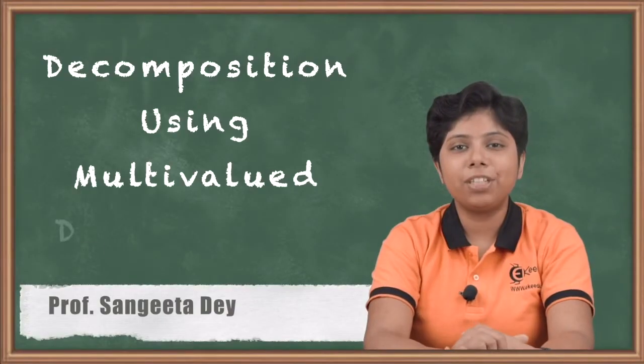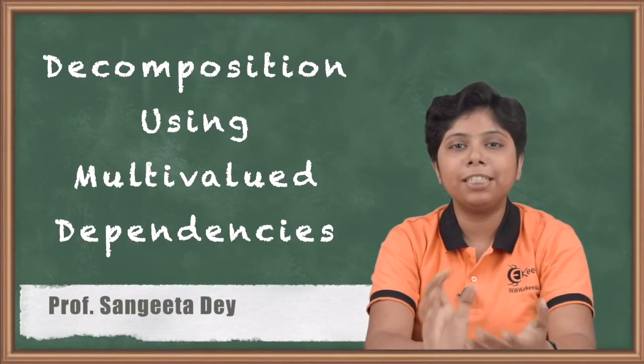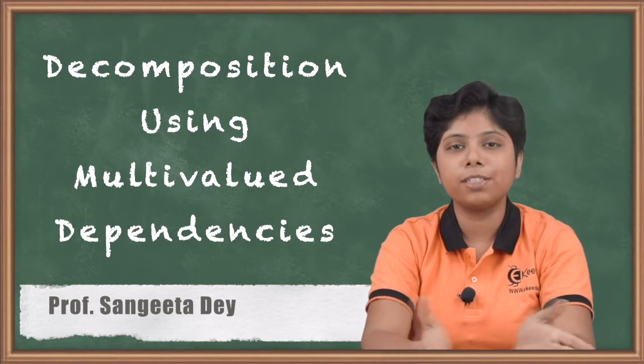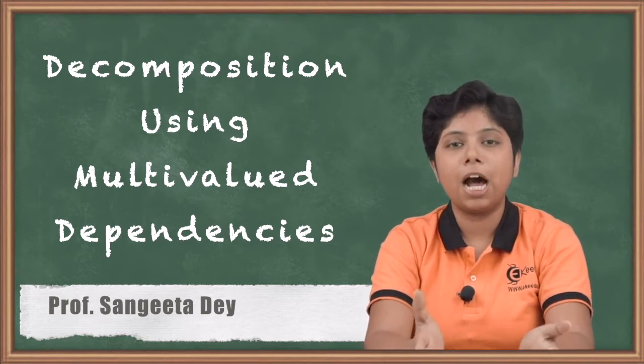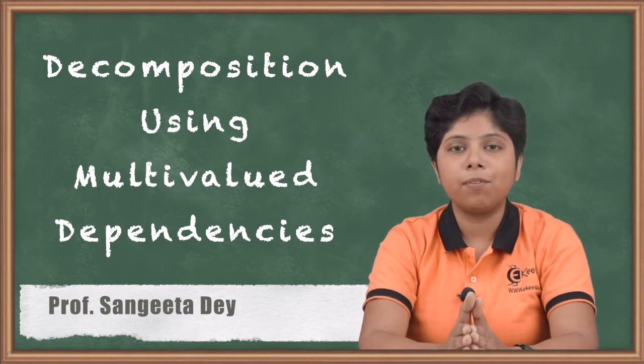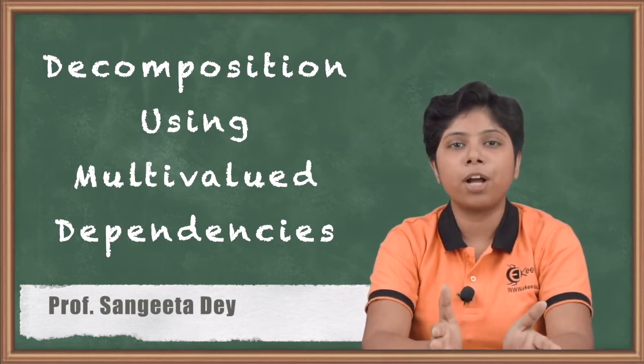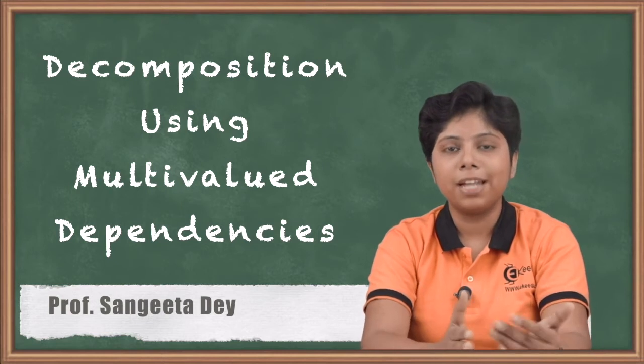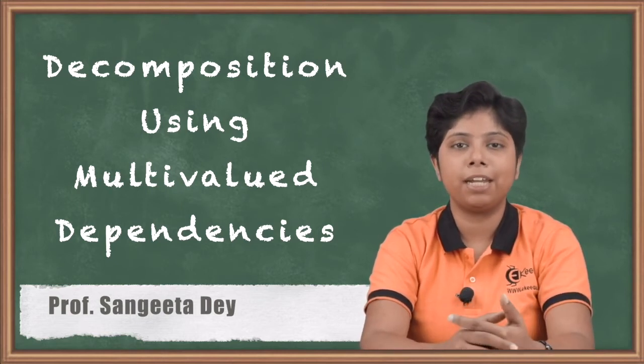Hello friends, today we will discuss multivalued dependency. What is a multivalued dependency? How to decompose using the multivalued dependency. And we will see the introduction to the fourth normal form, that is the higher form than BCNF.